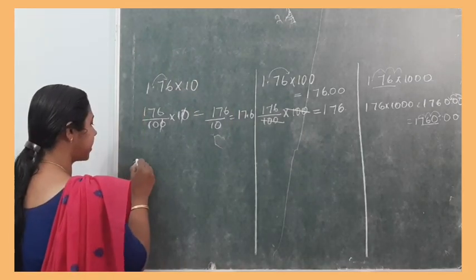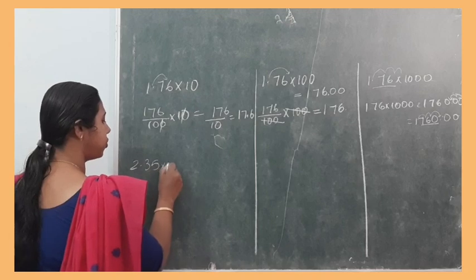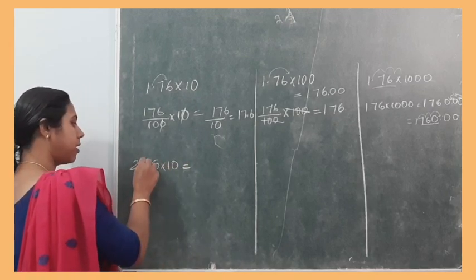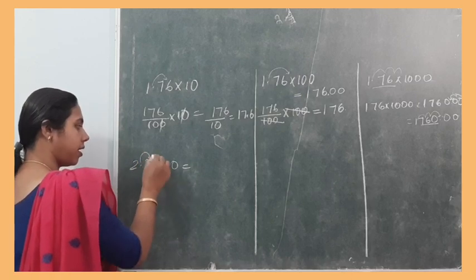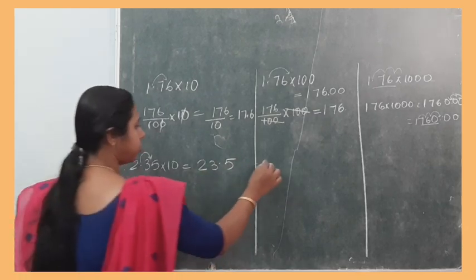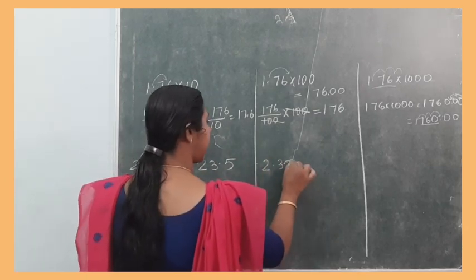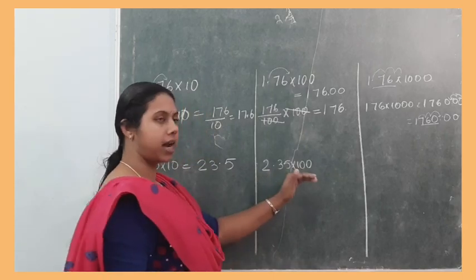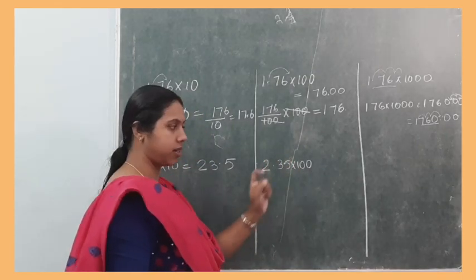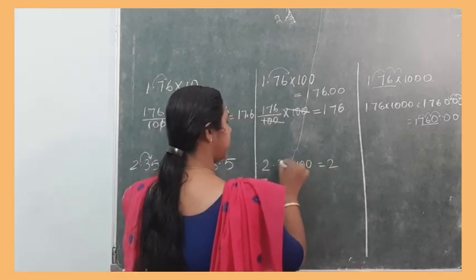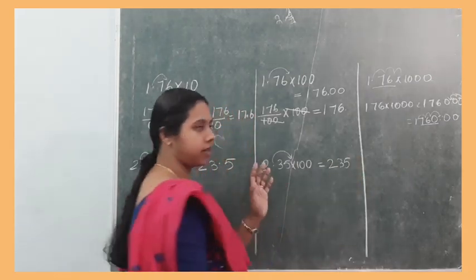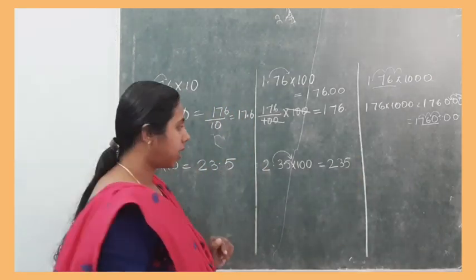So you can see another example. 2.35 into 10. We know, multiply by 10, only 1 zero. So the decimal point will move 1 place to the right. So the answer is 23.5. 2.35 into 100. When you multiply by 100, there are 2 zeros, so the decimal point will move 2 places to the right. So the answer is 235.00.